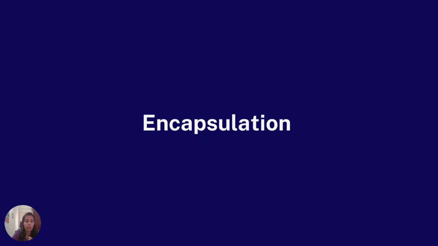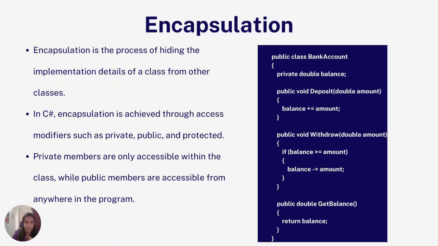Now we will see what is encapsulation. Wrapping up of the entities into a single form is called encapsulation. It is rather hiding the implementation details from other classes. And how do we achieve this encapsulation? Encapsulation is achieved through access modifiers like private, public, and protected.